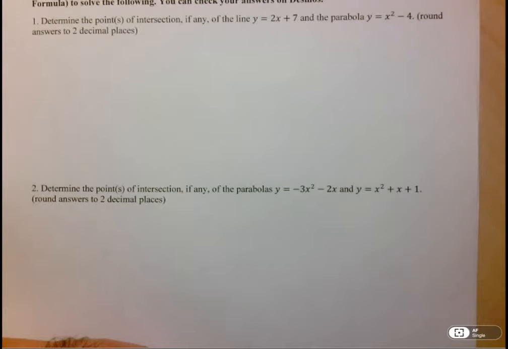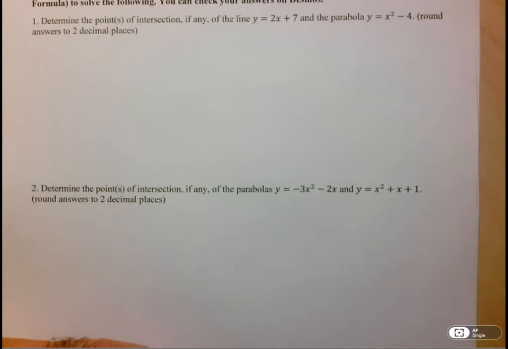Hi folks, we're going to take a look at number 1 from the intersections of lines and curves sheet. The first question asks us to determine the point or points of intersection, if any, between the line y equals 2x plus 7 and the parabola y equals x squared minus 4.